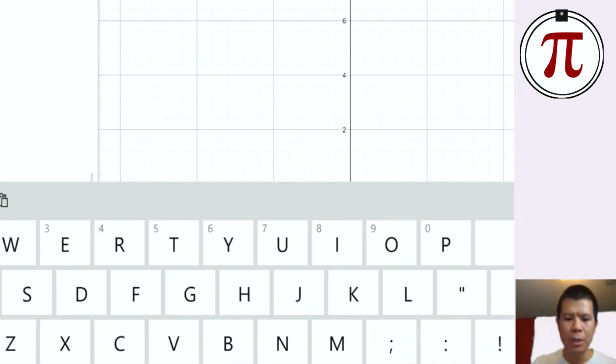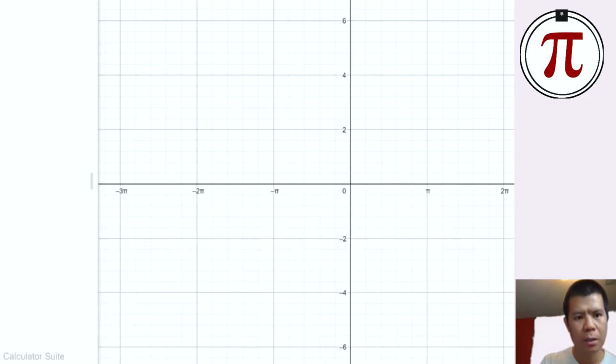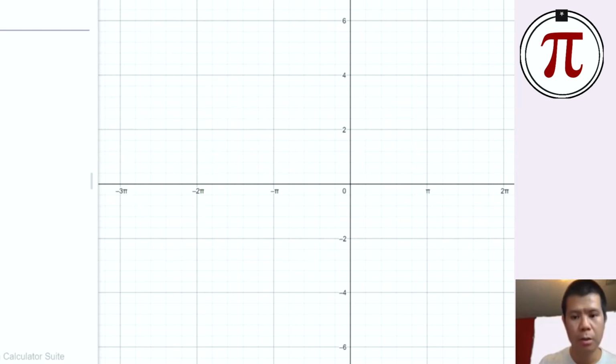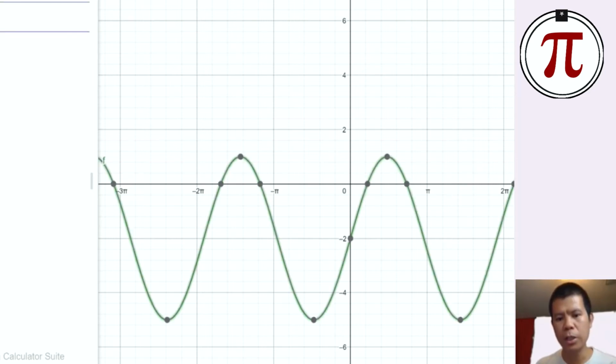All right, so what is the function we just came up with? Which is 3 sine of pi over 3 times x, and minus 2. You see what I get? I got something like this one, right? I got something like this.